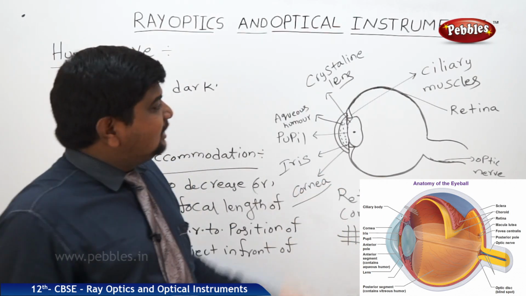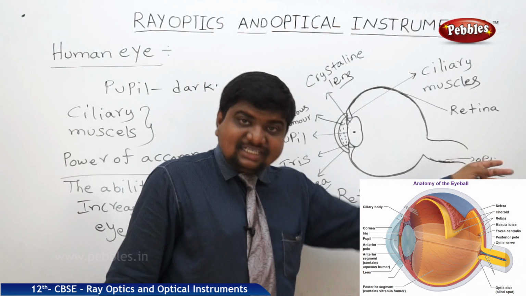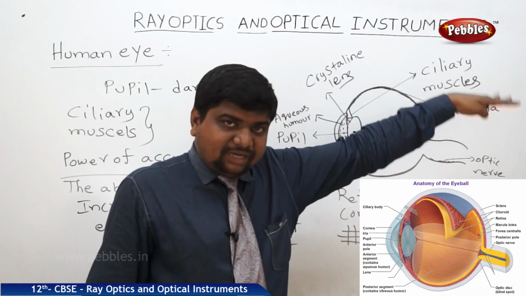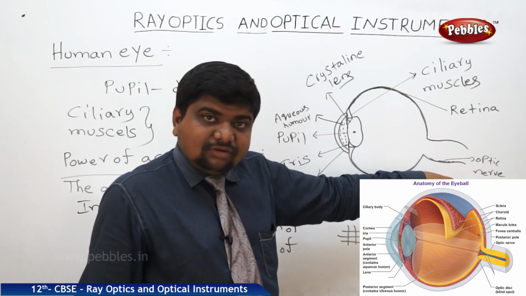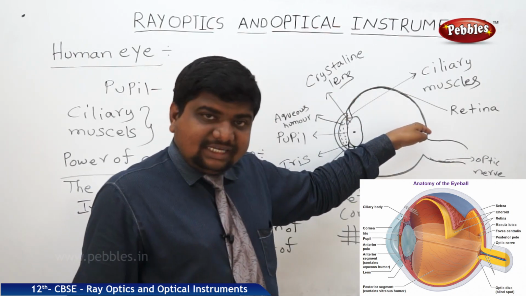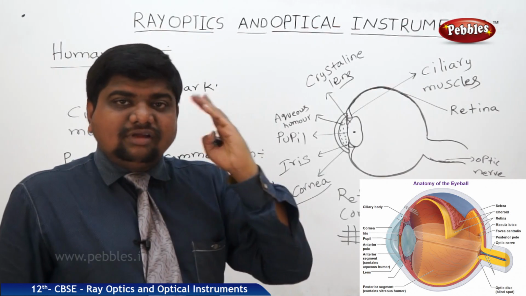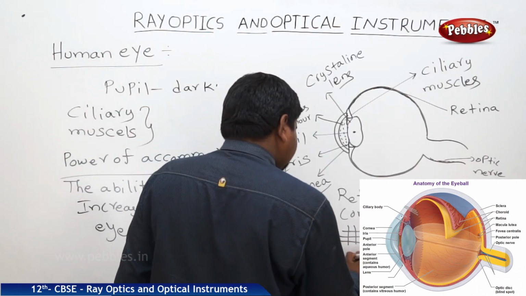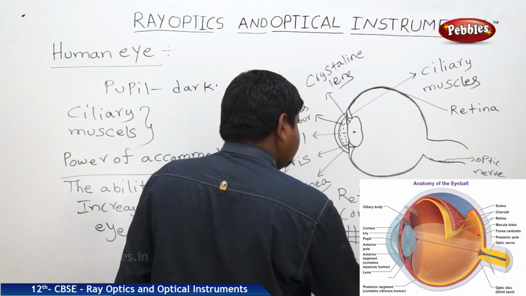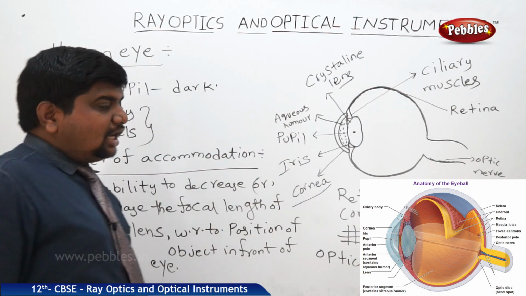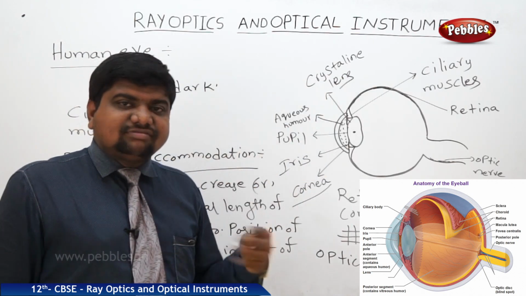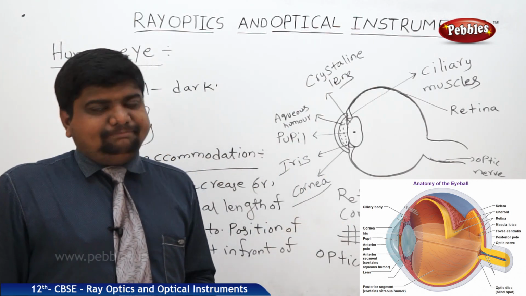And this retina is connected to the optic nerve, which is connected to the brain. What is the work of this optic nerve? It converts the light signals into electromagnetic waves for the sensation of the brain. This optic nerve is connected to the brain. This whole thing is done in a fraction of a second. That's why we are able to identify the object clearly.